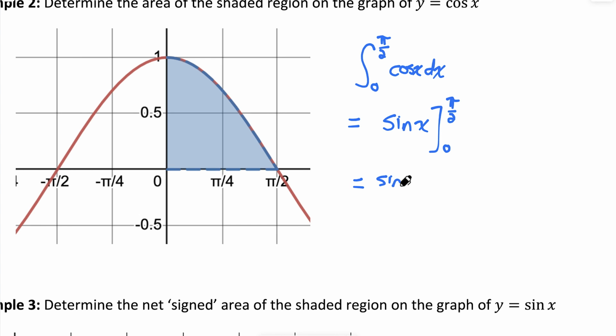So I've got sine of pi over 2 minus sine of 0. Sine of pi over 2 is 1, and sine of 0 is 0. So I've got 1 minus 0, which is 1. So I know this area right here, its area equals 1.